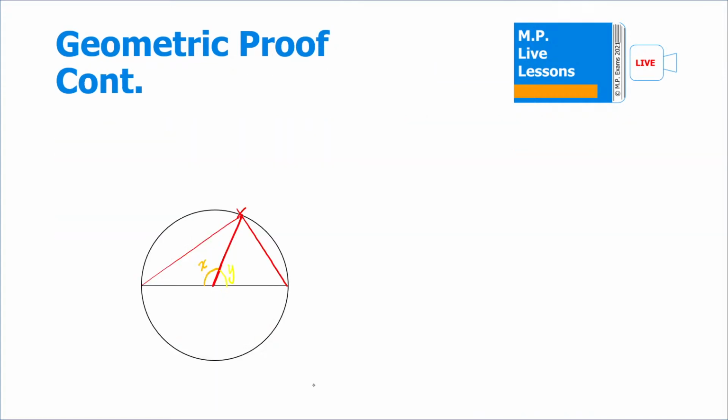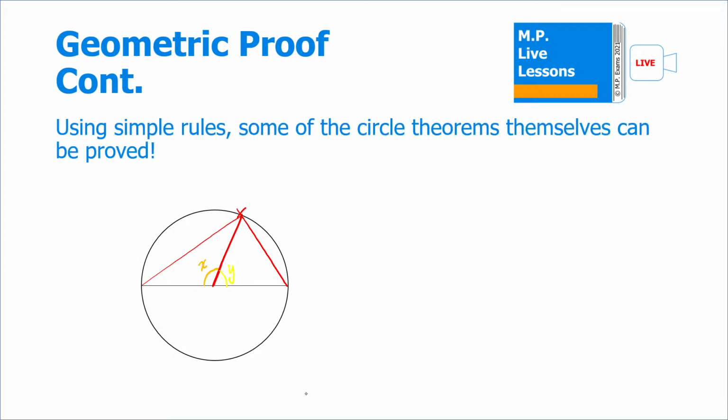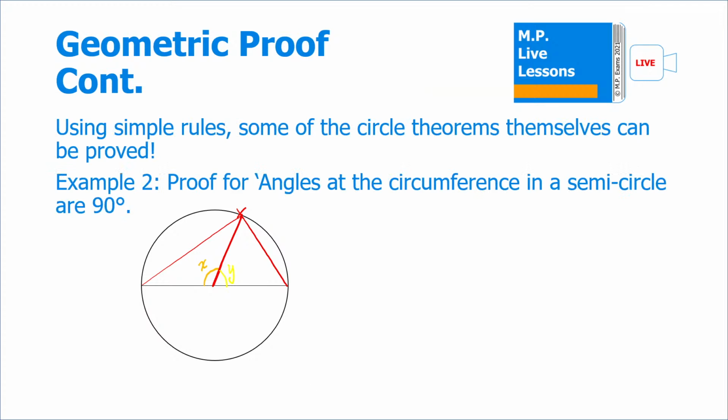Now, you could also prove some of the circle theorems themselves. So using simple rules, we could prove the angle at the circumference in a semicircle is always 90 degrees. How you do this is a bit strange. So you know that the radii are the same. So what you end up having are two isosceles triangles.